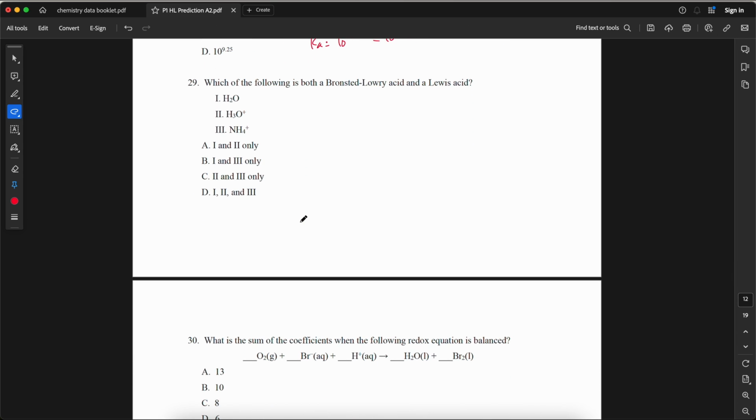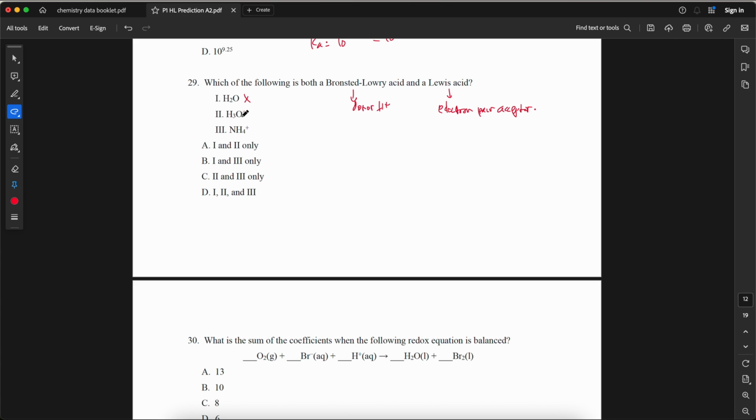Number 29. Which of the following is both a Bronsted-Lowry acid, which is an H+ donor, and a Lewis acid, which is an electron pair acceptor? Okay, H2O has H+, but it cannot donate an electron pair. H2O, when it donates H+, will leave OH minus. So this is only a Bronsted-Lowry acid, but not a Lewis acid.